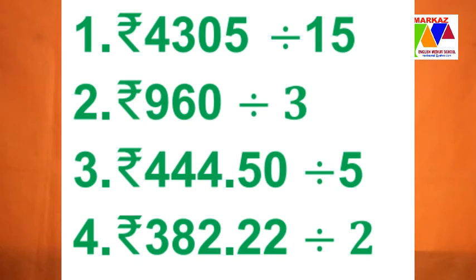This is your homework. First one, 4,305 rupees divided by 15. Second one, 960 rupees divided by 3. Third one, 444 rupees 50 paisa divided by 5. Last one, 382 rupees 22 paisa divided by 2. All of you clear? All of you clear the multiplication and division of money?